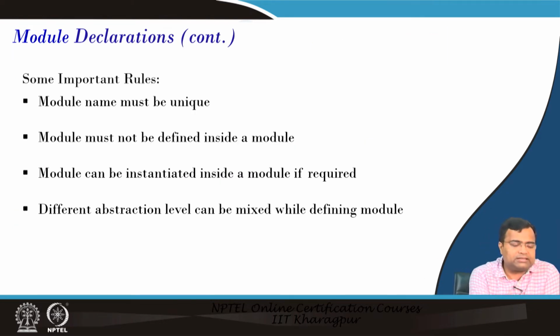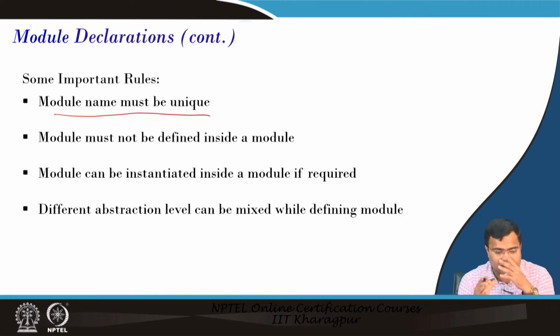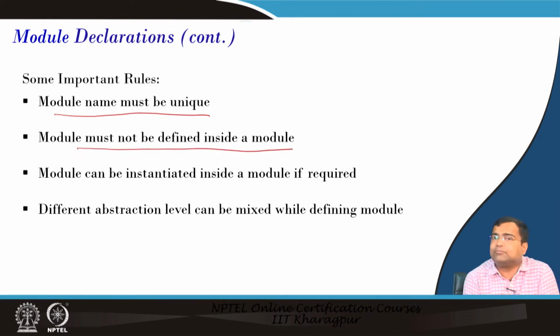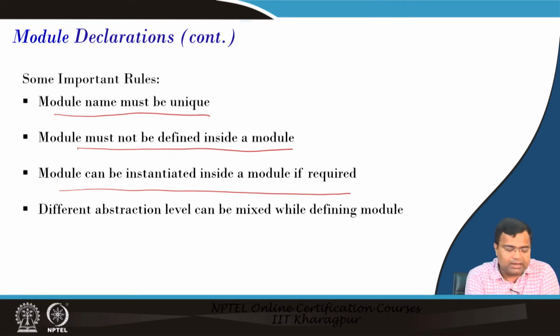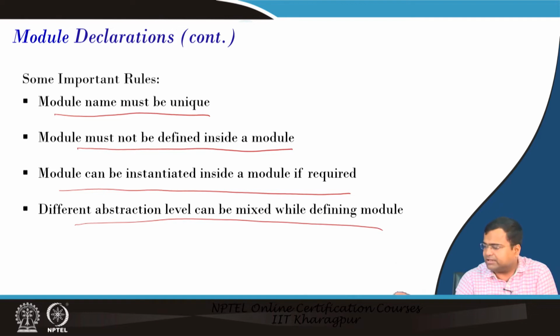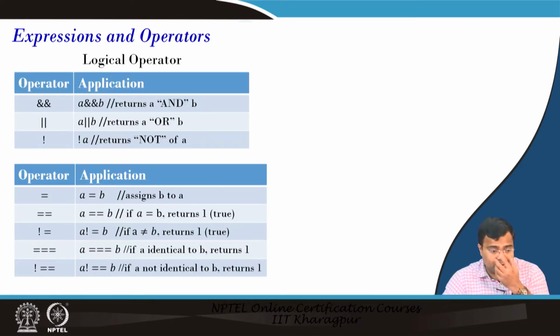The module declaration: a module must have a unique name. Each module name must be unique. You cannot have any overlap between two module names, they cannot be the same. Then a module must not be defined inside a module, that you have been told. A module can be instantiated inside a module, and the different abstraction levels can be mixed together, that we have discussed.